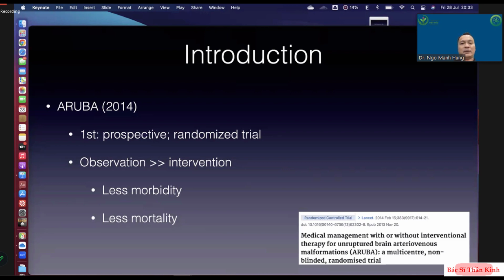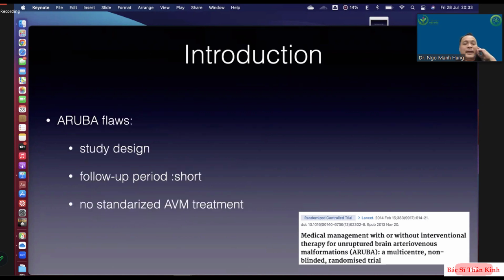In 2014, when the authors published in Lancet the interim analysis, they found that medical management made for a better outcome compared with interventional treatment. It means less morbidity and less mortality. After that, there were a lot of critiques of the ARUBA study. For example, the study design is not good, the follow-up period was short, and in the interventional treatment group there was no standardized AVM treatment.